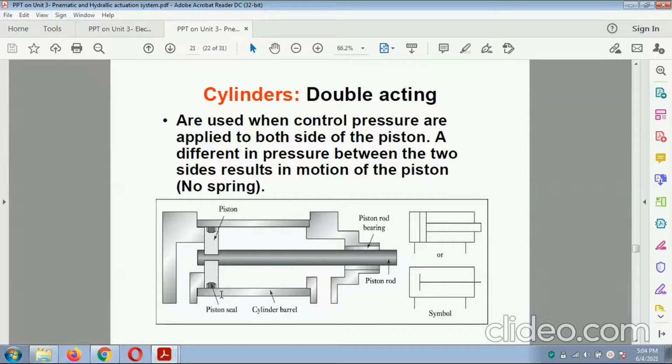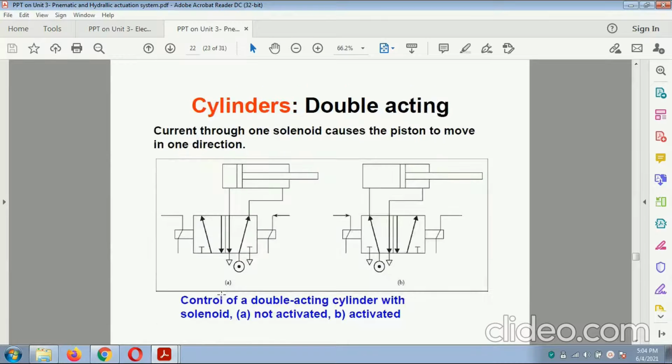Double acting cylinder. As we know, the control pressure is applied to both sides of the piston. A difference in pressure between the two sides results in the motion of the piston, without the application of a spring. So current through one solenoid will cause the piston to move in one direction. Figure A indicates the not activated system and figure B indicates the activated system.